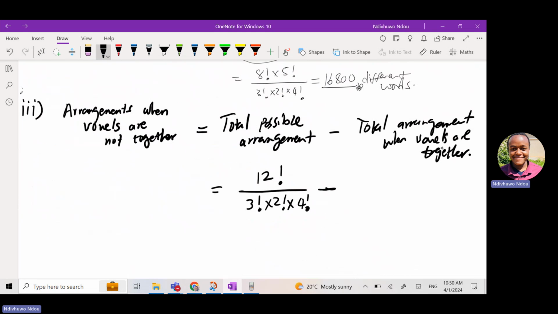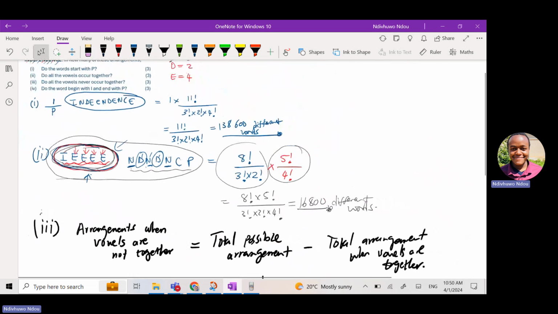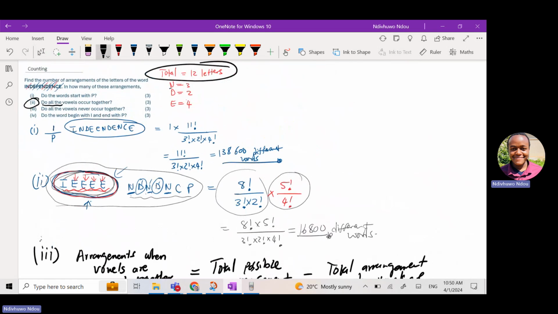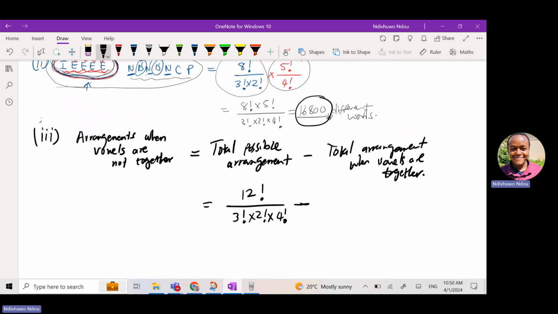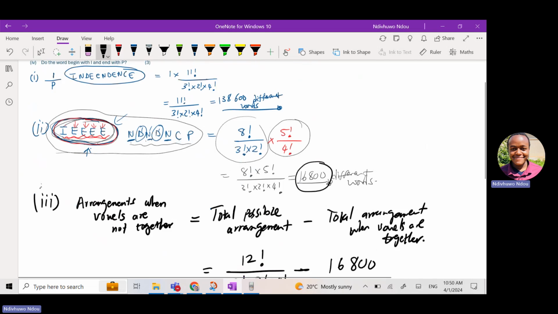Minus the total arrangement when the vowels are together. Fortunately, we have calculated it in Roman figure 2 because they said calculate when the vowels are together, right? We already know when the vowels are together, we have a total of 16,800 arrangements. We calculated it in the previous question, right?